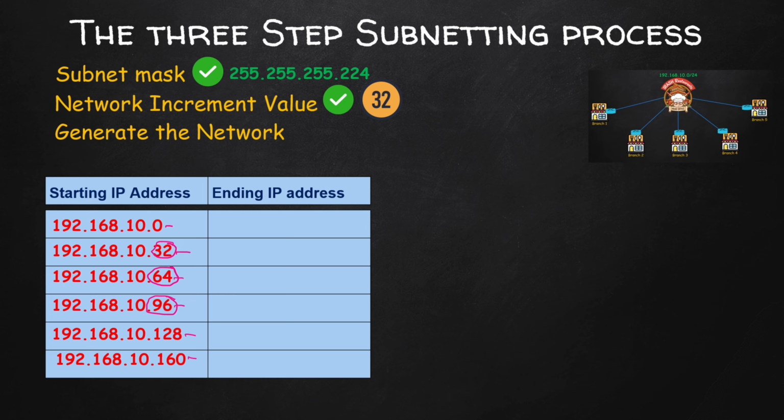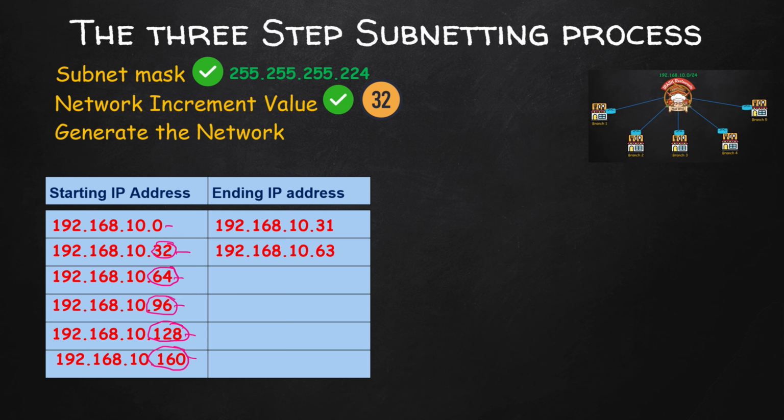Same applicable for 96, 128 and 160. Since this is the starting point of the IP address, when you do a -1, you get the ending IP address of your previous network. So let's do that. The first network's ending IP address I got is 192.168.10.31. And why did the 31 come here? Because when you do -1 to the 32, you get the 31. And do the same for all the remaining networks, then you get your ending IP address.